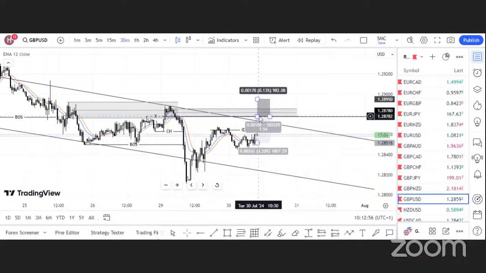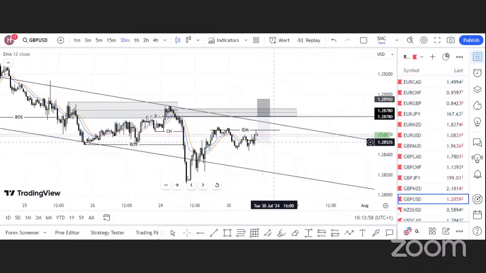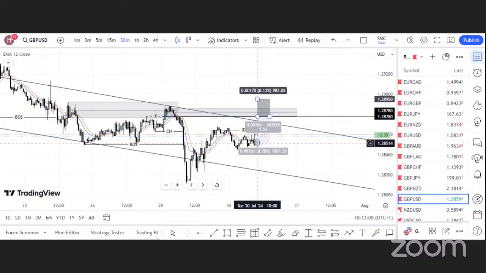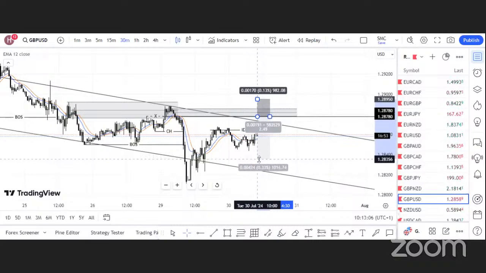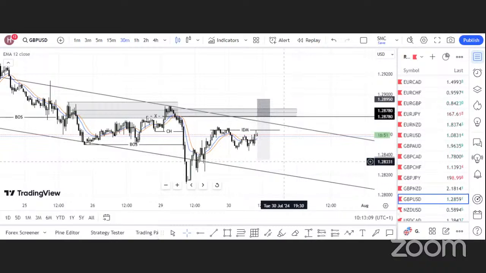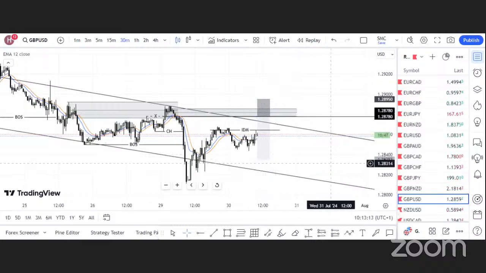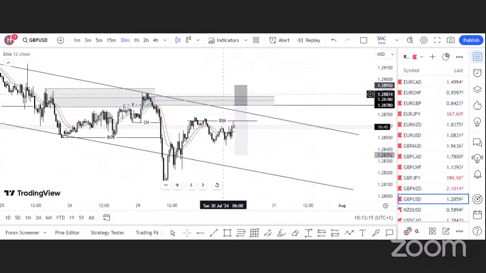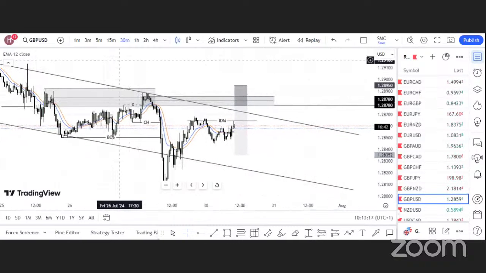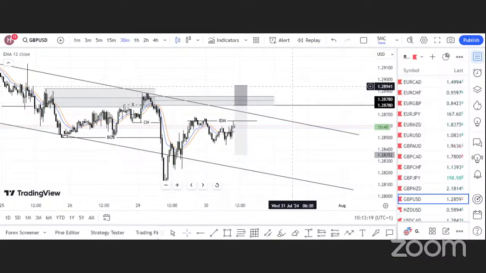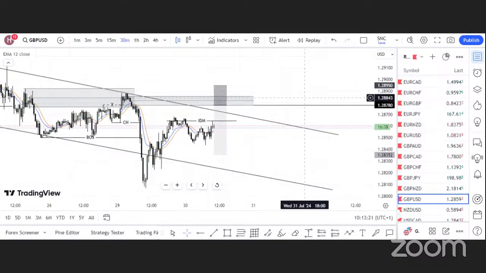So we set a limit around this level. This is our first take profit, and our second take profit is around 2.5, I think around this level. So this is our second take profit level. This is our first take profit level. That's the analysis for GBP USD. Now let's move on.